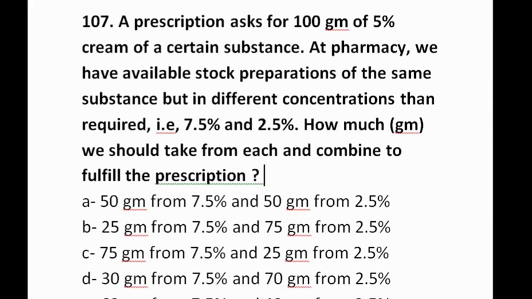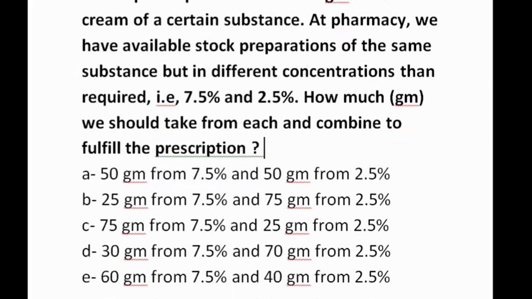Actually, we are required to make 100 gram of 5% cream, but in our pharmacy we have available creams in 7.5% and 2.5%, while the required is 5%. So this question asks us how much we will take from the available preparations and combine them to get the required 5% cream. So options are there, A, B, C, D and E.